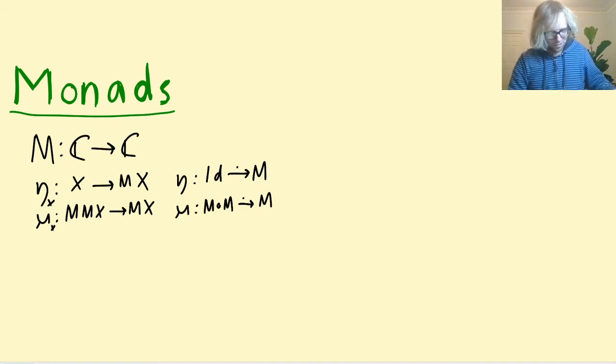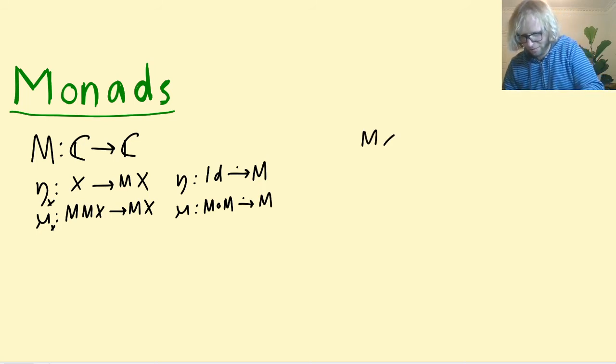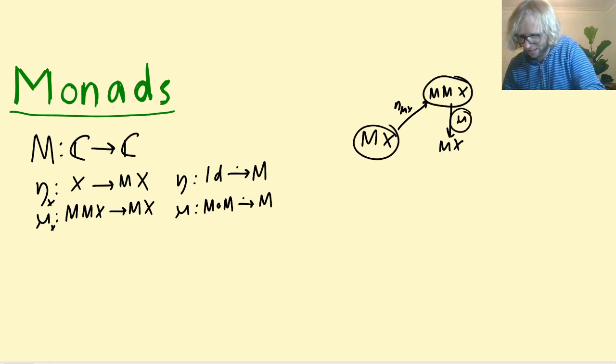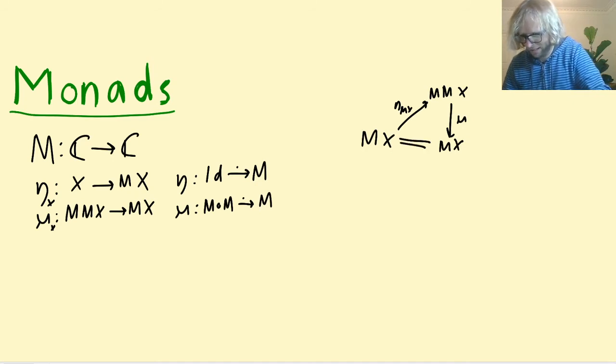So the first law that we want is that if I start from mx, then I could always return this with eta mx, which gets me 2 layers of mx, and then I could join it back down again with mu. So I'm taking something I'm thinking of as maybe effectful, and then I'm making it trivially effectful at 2 layers, and then I'm joining them together. But because eta is not really adding any effects, I shouldn't really do anything by making them collapse down to 1 layer again. So this should just be the identity. So I want this diagram to commute. So I want this to be the identity here.